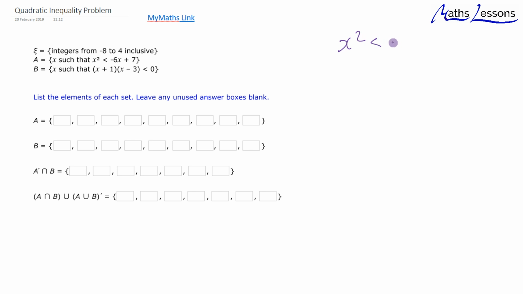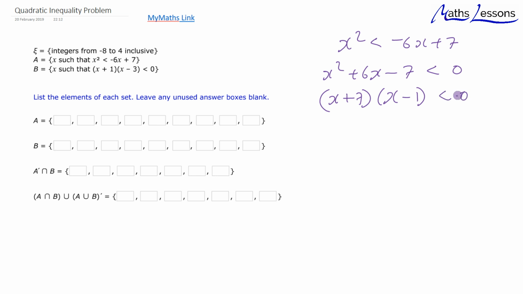So x squared is less than -6x plus 7. Take it all to the same side: x squared plus 6x minus 7 is less than 0. So (x plus 7)(x minus 1) is less than 0. If you think of that as an inequality, we've got -7 and 1 where it equals 0. We want it less than 0, so it's going to be between -7 and 1. Now it's strictly less than, so we can't include -7 and we can't include 1.